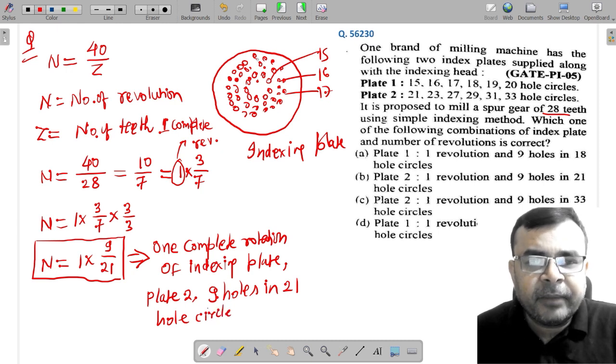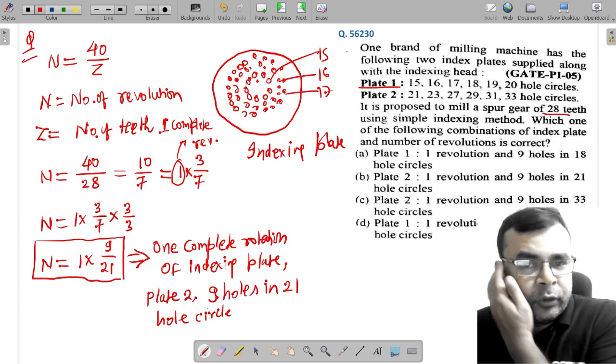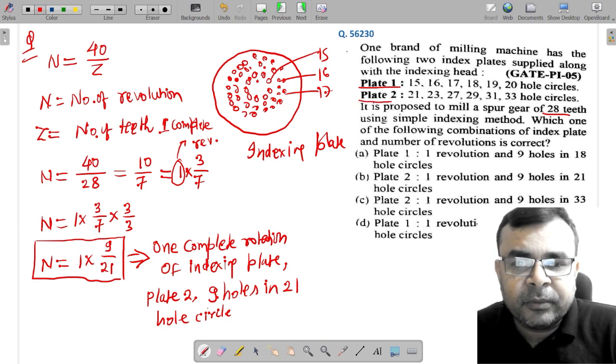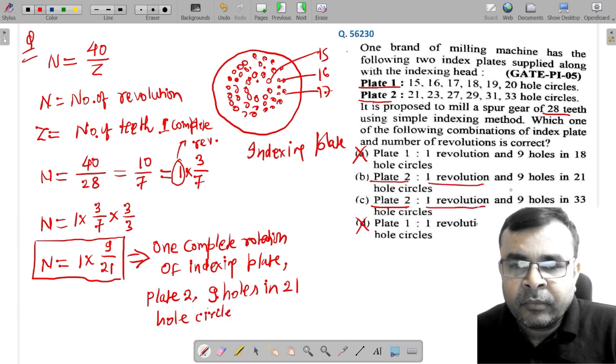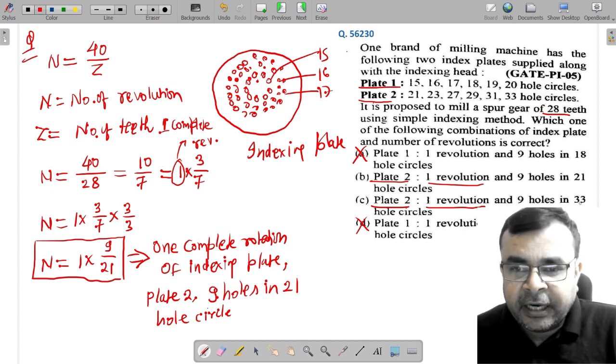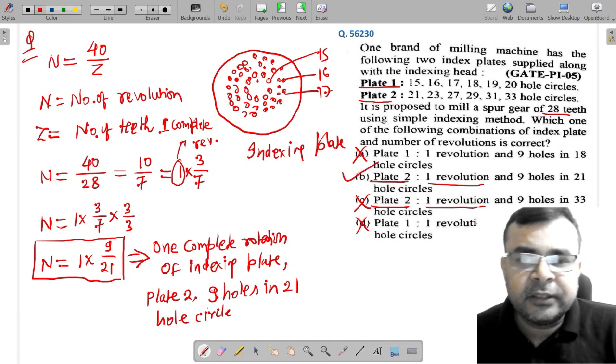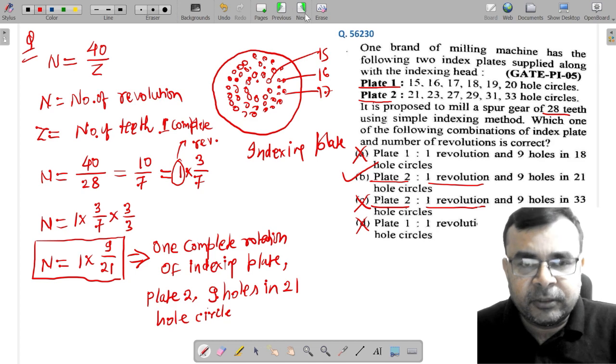Is it right? That means here, in plate 2, the 21 hole circle is used. Why? Because in plate 1 you can't see a 21 hole circle. The 21 hole circle is given in plate 2. That's why plate 2 is the right one. So this one option is right, and this one is wrong. One revolution is also right. 9 holes in the 21 hole circle, and this is 39 holes of 33. So option C is wrong. The correct choice is option B. Is that right? So like this you can solve this problem.